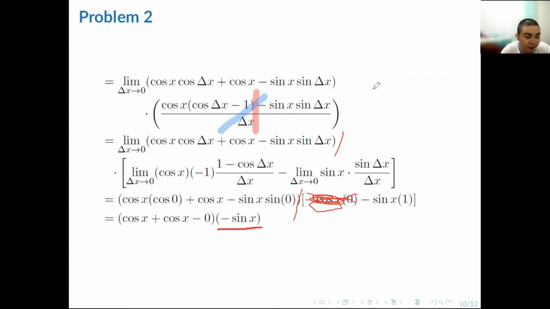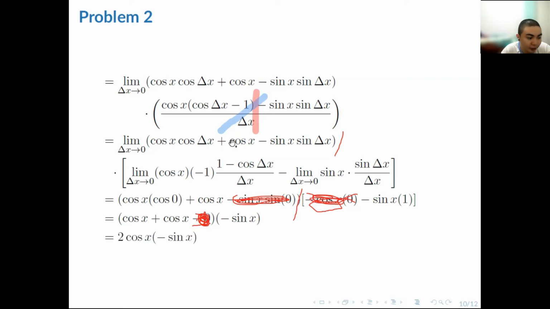So ito siya ngayon. So cosine ng 0 is 1. So cosine x times 1 is equal to cosine x. Then copy plus cosine x. Then sine 0 is 0. So eventually magka-cancel out tong part na to. Pero ayan, for this purpose, sinulat lang natin siya plus 0. But yeah, ka-cancel out din naman siya.